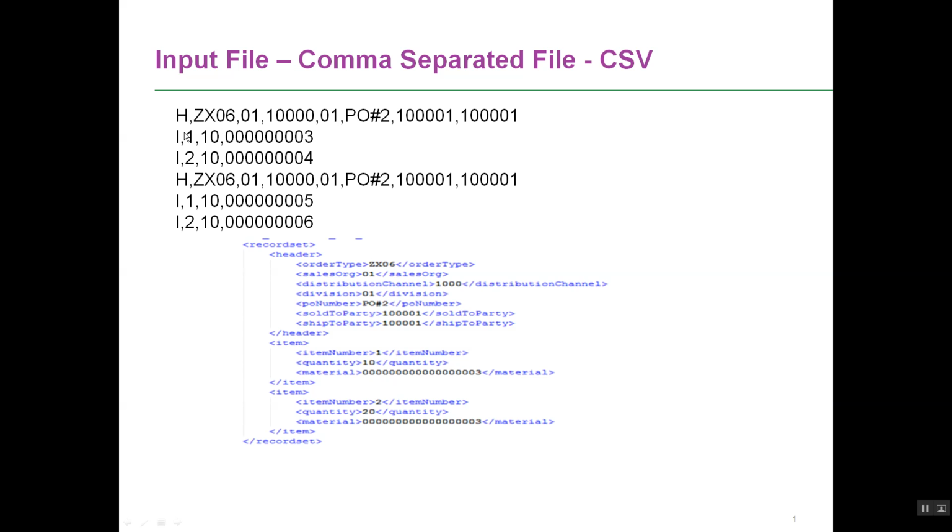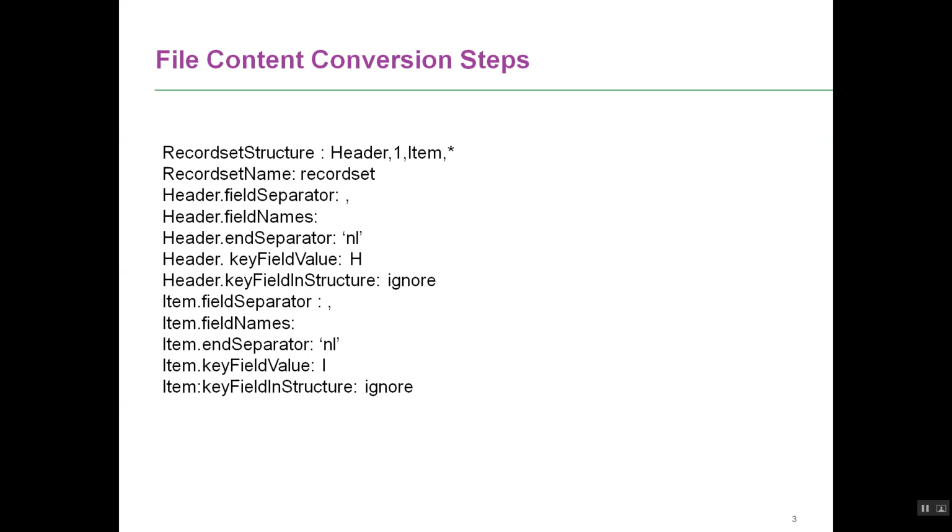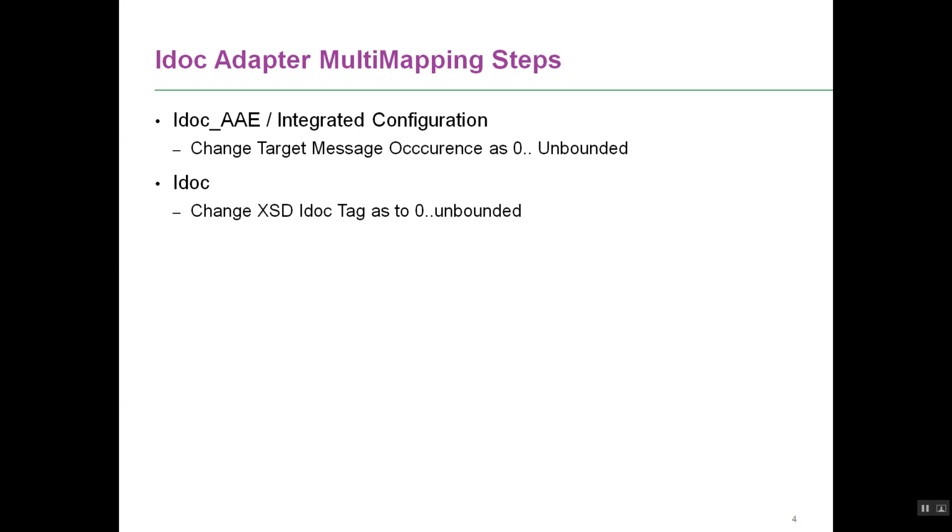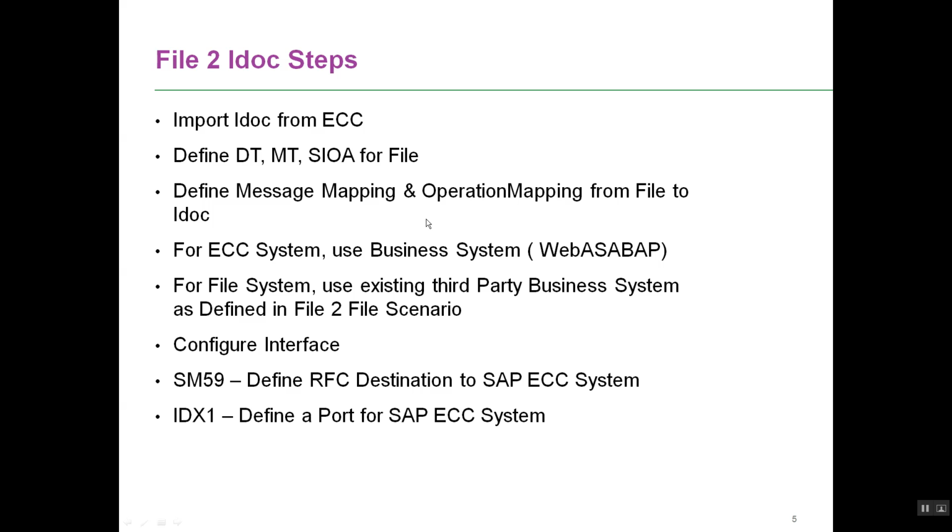So each order in the file, so this header and these two line items, need to be converted into one single IDoc. From PI, if the input file is something like this, because it contains two separate orders, PI needs to send two separate IDocs to SAP. So in PI, to be able to split your input message into multiple target messages, you have this concept called multi-mapping. So we will be looking at multi-mapping and how to execute it.